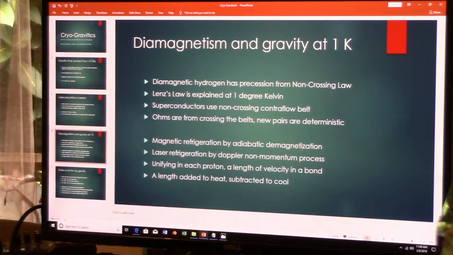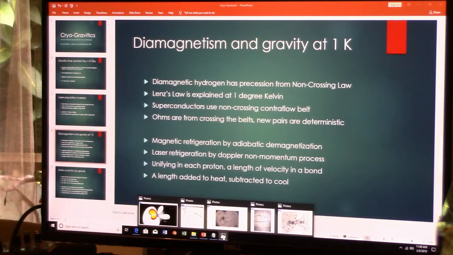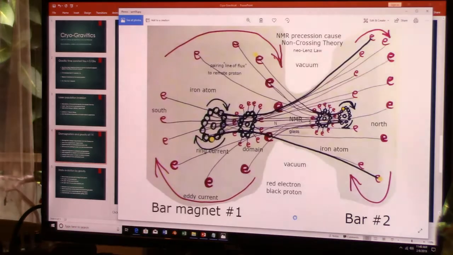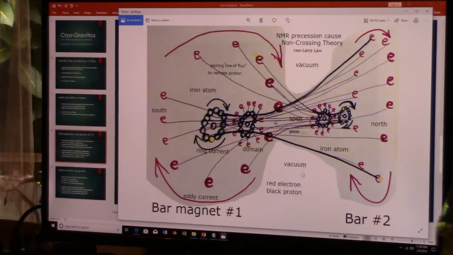Now let's look at Lenz's law in some more detail here. Here's, for example, an NMR experiment. We're going to have hydrogen in here precessing under the influence of the external fields. You have a bar magnet on the left and a bar magnet on the right.